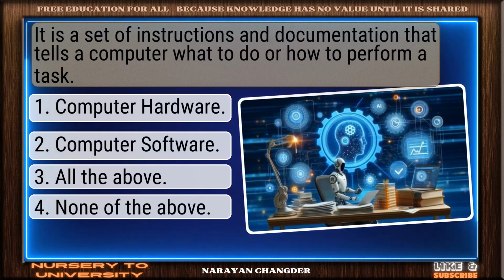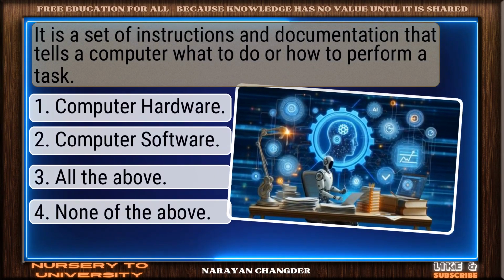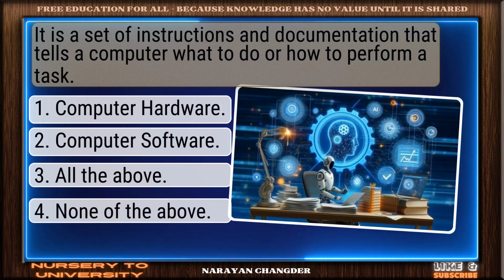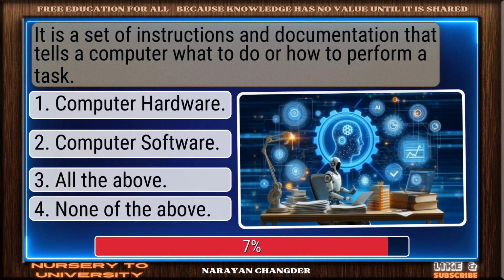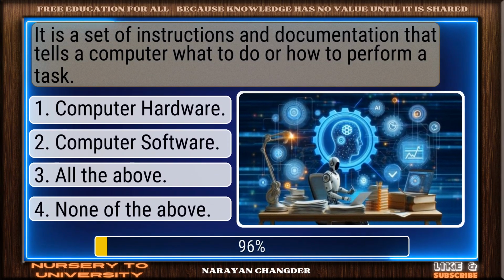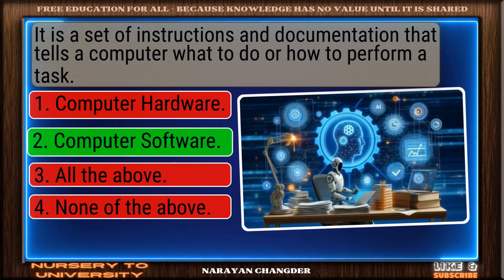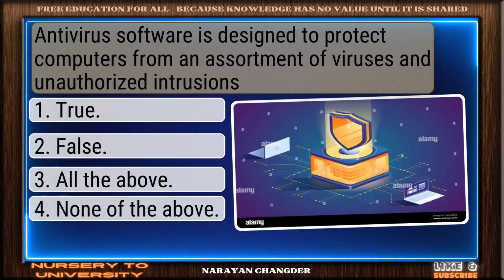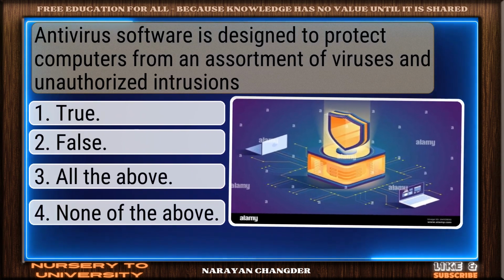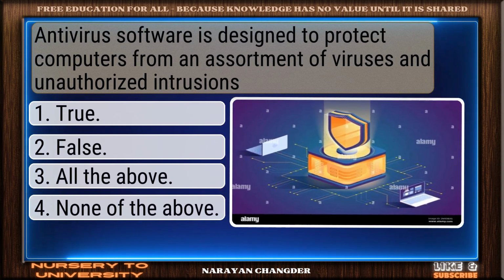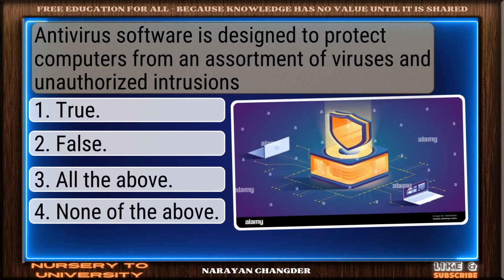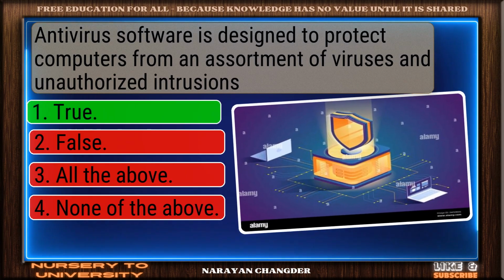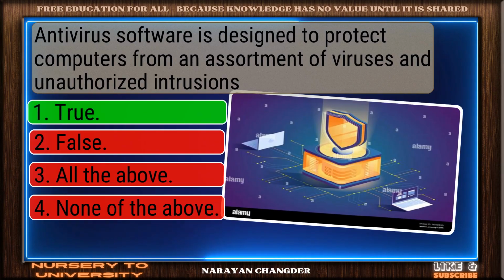It is a set of instructions and documentation that tells a computer what to do or how to perform a task. You're right. Computer software is the correct answer. Antivirus software is designed to protect computers from an assortment of viruses and unauthorized intrusions. You got it. Your choice, true, is right.